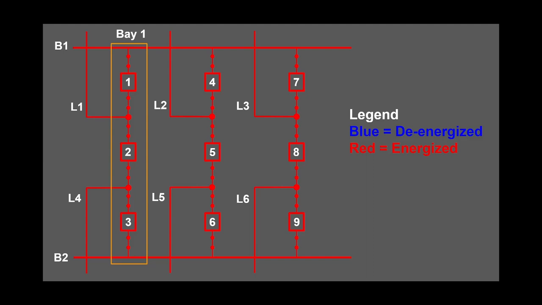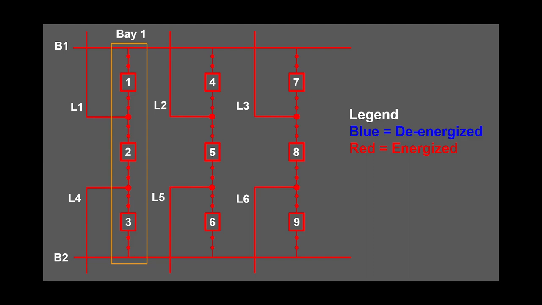When someone says a bay, they are referring to the column shown in orange. This would be bay 1, and the column next to it would be bay 2, and so on. Each line shares a common circuit breaker. In other words, 1.5 circuit breakers are used for each line, hence the name breaker and a half.